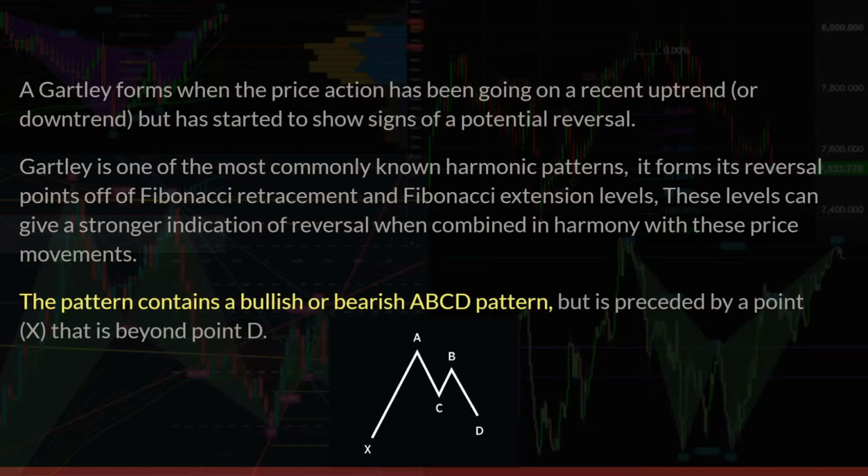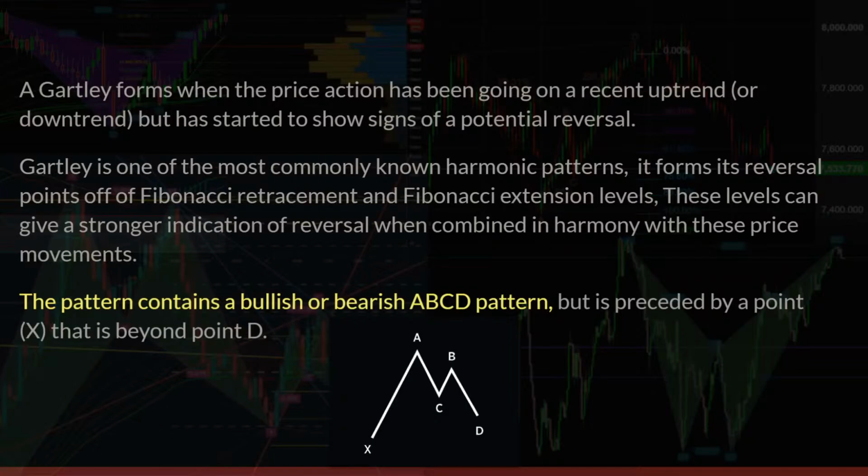But with that being said, there is a perfect Gartley pattern formation with the exact levels and time taken into consideration. A Gartley forms when the price action has been going on a recent uptrend or downtrend, but has started to show signs of a potential reversal. So Gartleys will happen in exhaustion areas naturally to reverse the trend. Gartley is one of the most commonly known harmonic patterns. It forms its reversal points off of Fibonacci retracement and Fibonacci extension levels, and these levels can give a stronger indication of reversal when combined in harmony with these price movements.